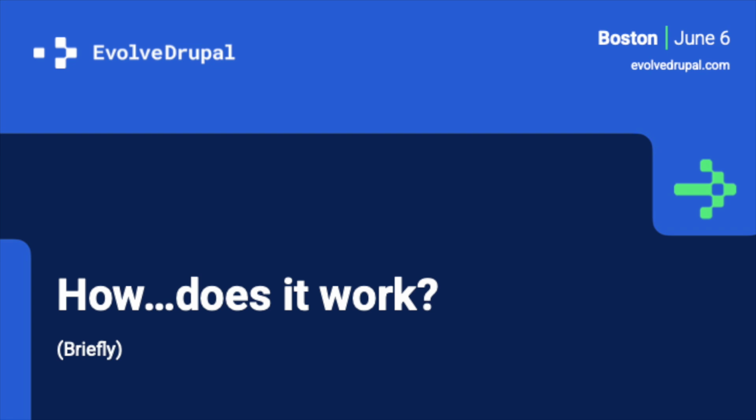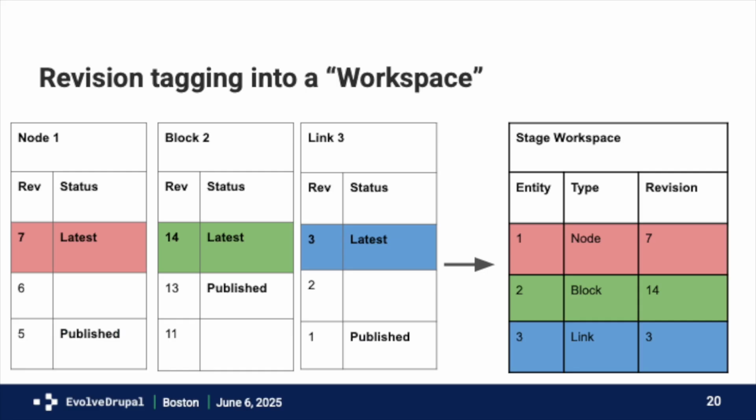Remember back to forward revisioning. That's built into Drupal. The latest revision is not the published one, and the published revision shows on live. So Workspaces is really just taking these pending revisions and creating a table of their relationship to the workspace. And so now that we have that list, we can act upon them.